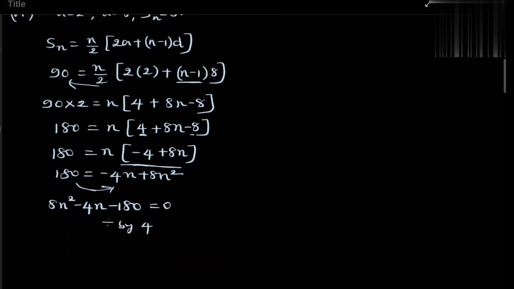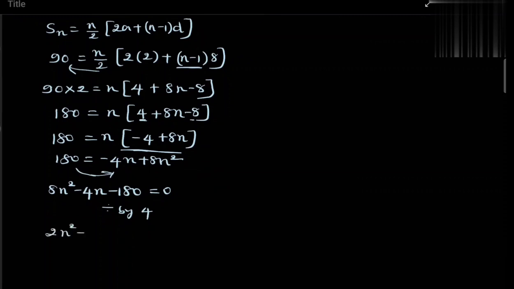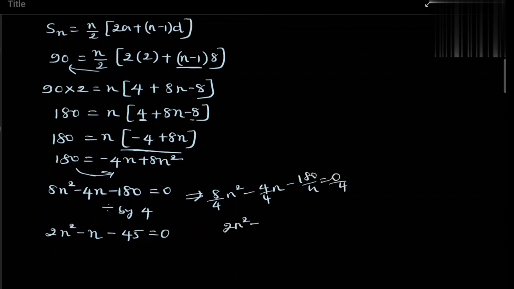So divide the whole equation by 4, so it will become 2n square minus n minus 45 is equal to 0. That is how it comes: divide the whole by 4, that means 8 by 4 n square, minus 4 by 4 n, minus 180 by 4 is equal to 0 by 4. So 8 by 4 means 2n square, minus 4 by 4 is n, minus 180 by 4 will become 45, is equal to 0 by 4, which is nothing but 0. So this is how I have written it here. Take it like that. Next we want to factorize this equation, that is 2n square minus n minus 45 is equal to 0.